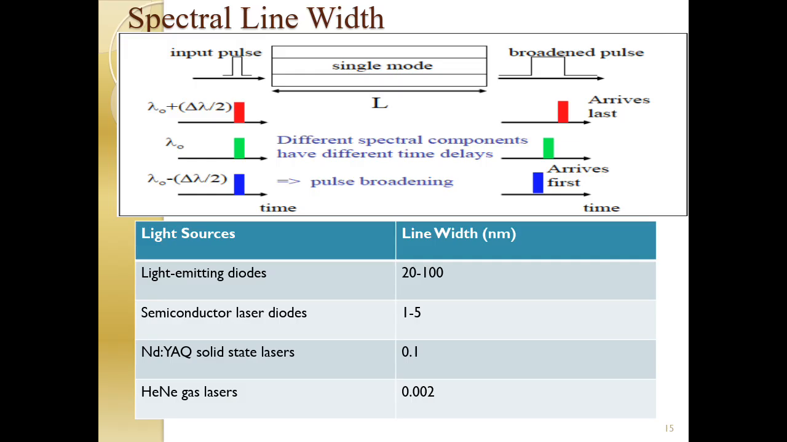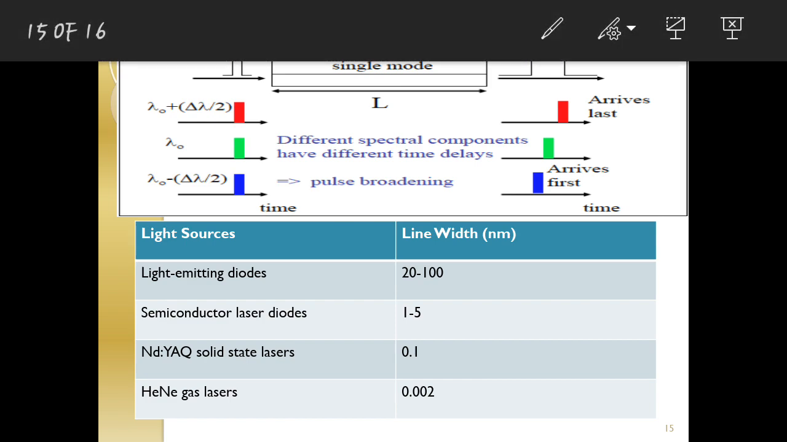A chart has been given which shows different light sources emitting different line widths. So for an LED, what is the line width? If I use a laser diode as an input, it is 0.1. Different types of lasers will have different line widths. You have to maintain a very good confinement of the input line width to propagate the light inside the fiber material. So your source should be very good, such that it has the minimum transmission line bandwidth as an input pulse.